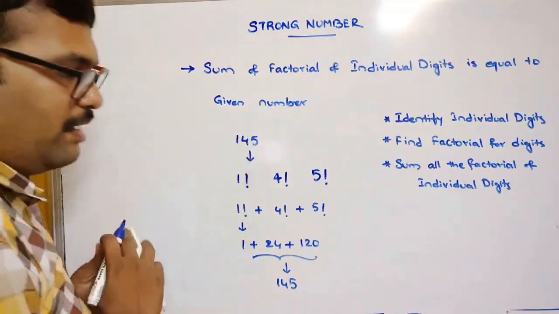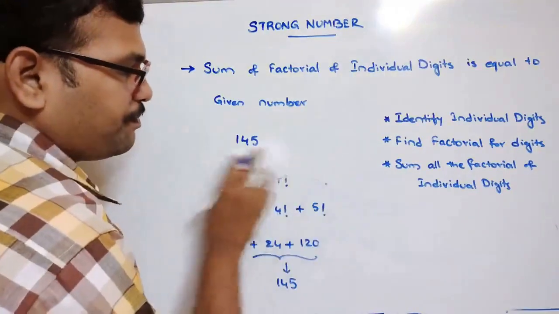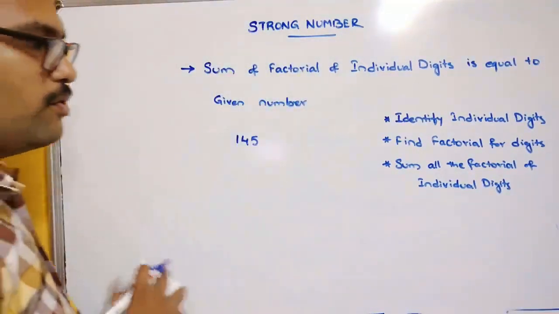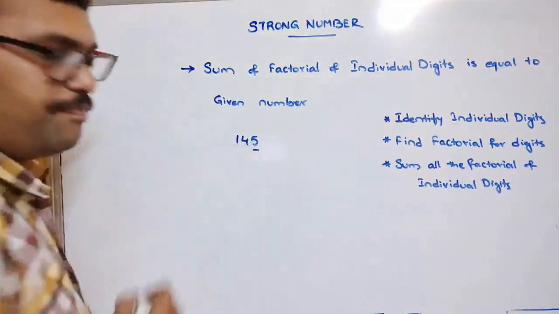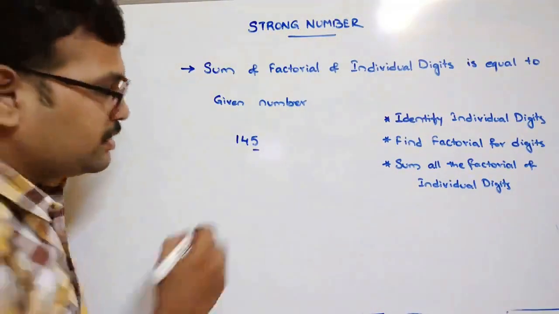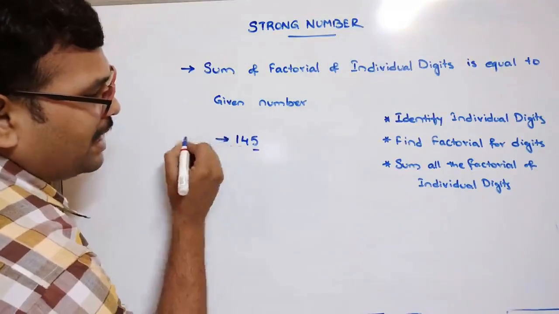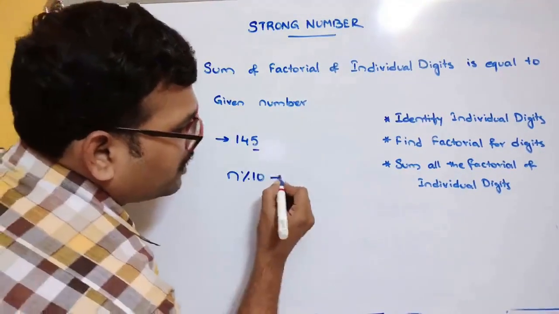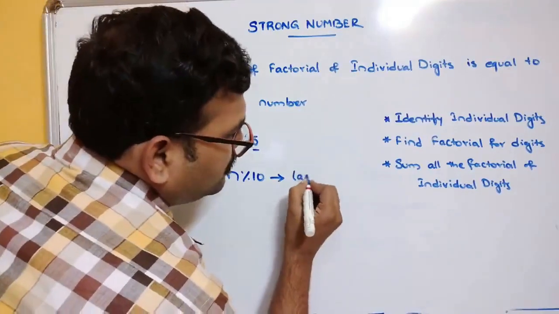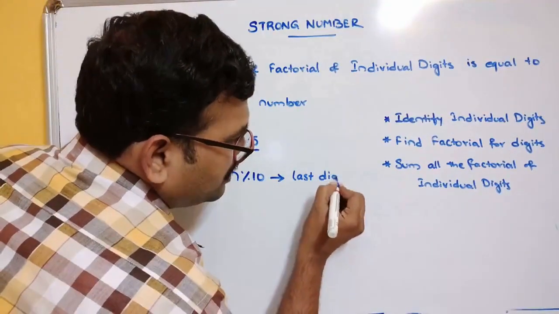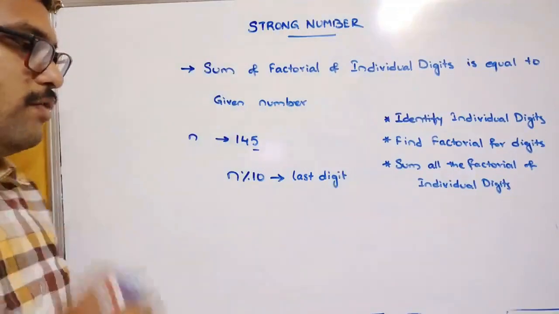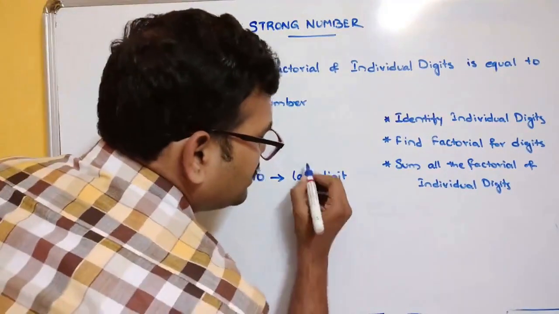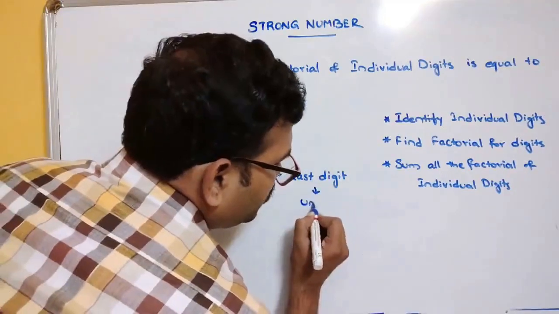In order to identify the individual digits, what do we have to do? If you want to get a 5, simply consider this as n and apply n mod 10, which will give the last digit. Always n mod 10 gives the last digit, that is nothing but the units position.